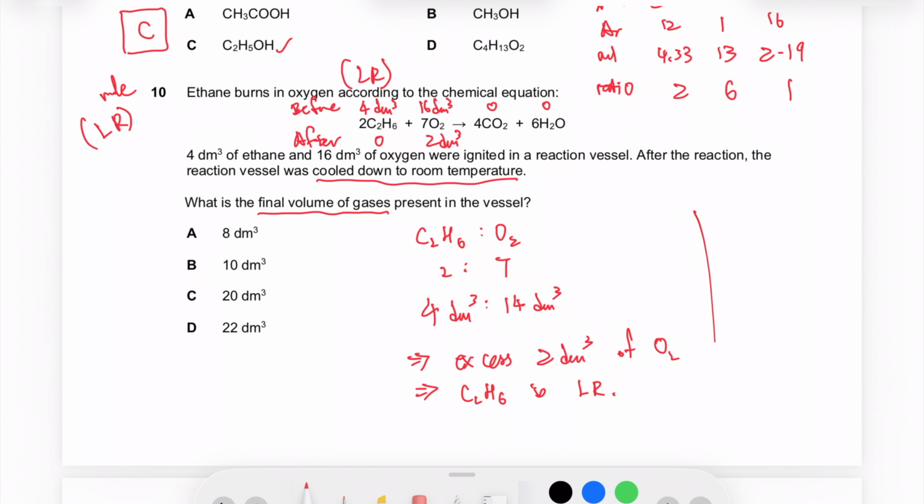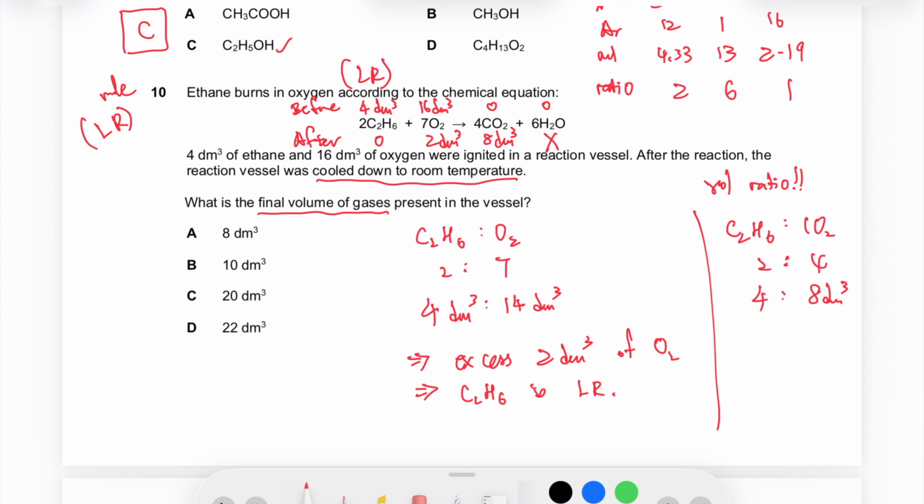And then, so you do your mole ratio between C2H6, because that is the limiting reactant, to your CO2. Okay, it's 2:4. So in this case, you can do volume ratio, because they are all gases. Okay, if not, you have to do mole ratio. Okay, so take note, volume ratio here. Okay, so this is 4. This one should be 8 dm cube. Okay, so this 8 dm cube. Okay, final volume of gases. So this one, your H2O will become water. So it does not exist in a gaseous state. So we won't even calculate that.